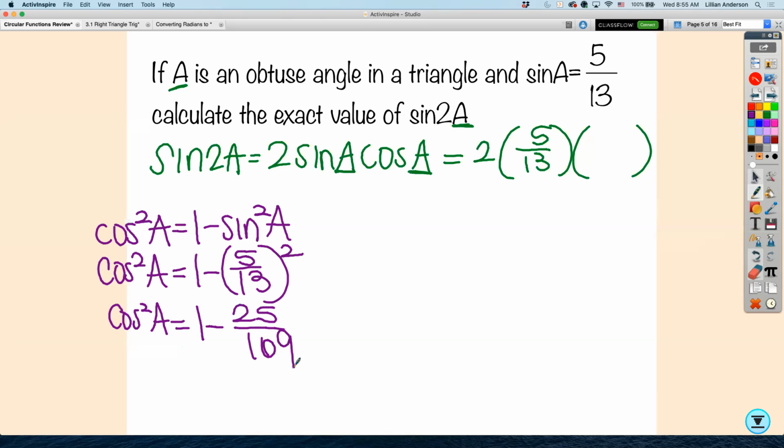You guys know your perfect squares. So when I do 1 minus 25 over 169, I need a common denominator, so that's 169 over 169 minus 25 over 169. That turns into 144 over 169, then I take the square root.